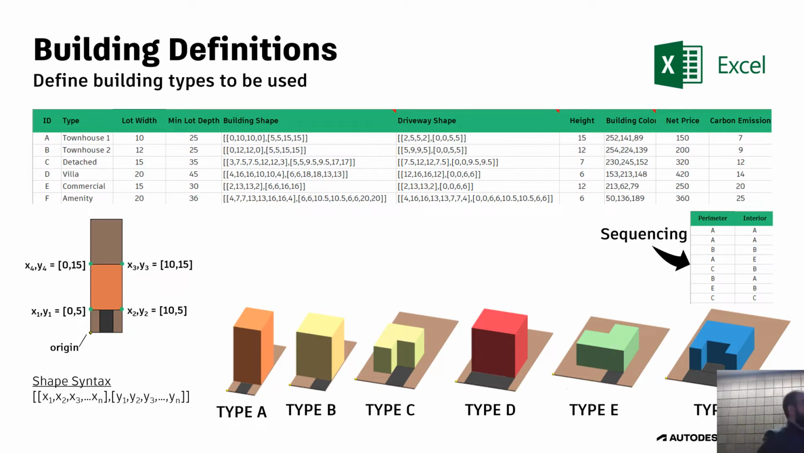We've got two different sets for these. We've got the perimeter set, which is going to go around the perimeter of the lot, or perimeter of the overall site. And then we've got the interior set, and that's going to be what we use for all the infill buildings as well.